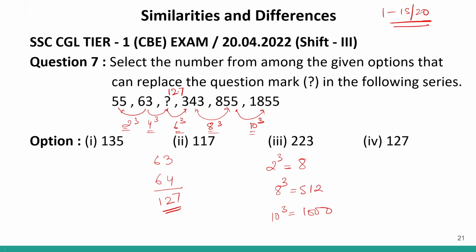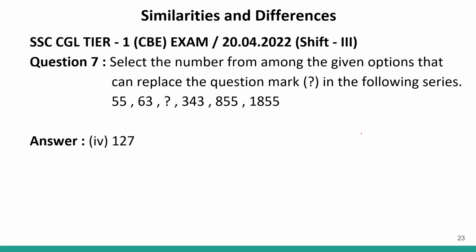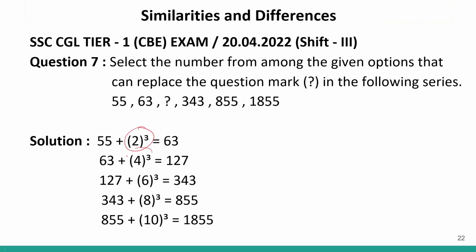Now in 127, if I add 6 cube, which is 216, I'll get 343. So if I get 127 in this position, it logically follows with the previous number as well as the next number. So my answer will be 127, which is in option number 4. So option number 4 will be your correct answer. Okay? Now, let us move forward. Here you can see basically we are adding the cubes of the next even number.